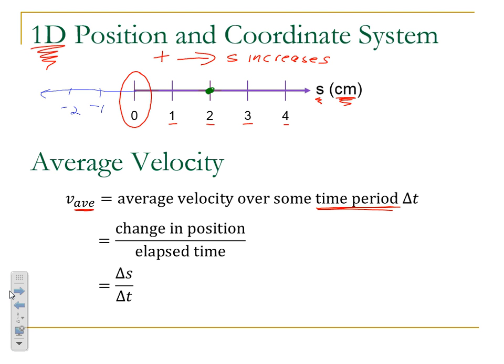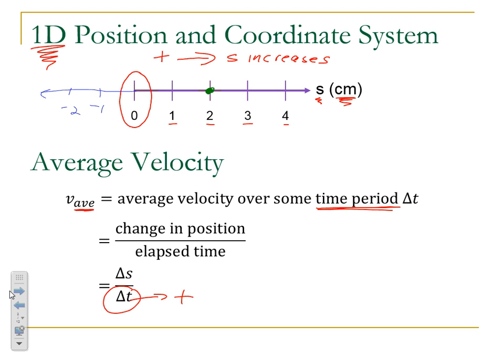So we use delta S, a change in position, to represent that. And delta T, we use that to indicate our elapsed time. And our elapsed time is always going to be positive. This is always going to be a positive quantity, unless you're in a science fiction movie and you can travel back in time. But in the real world, in this class, delta T is going to be positive.